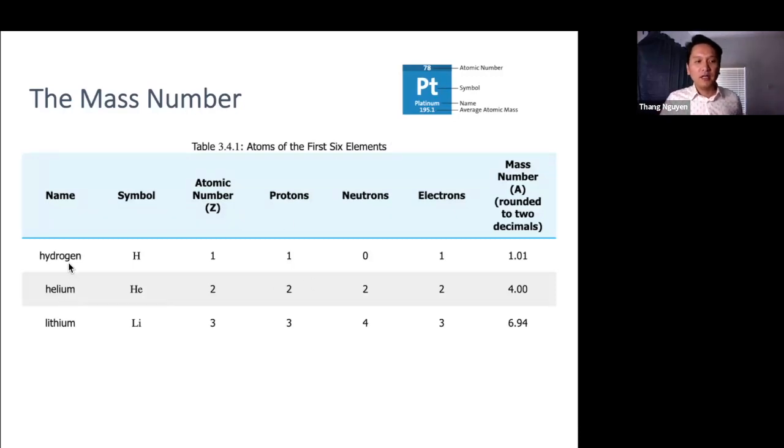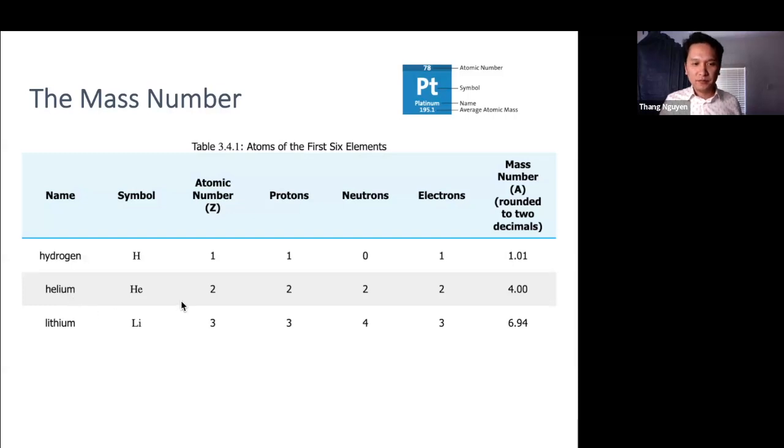So for example, the common hydrogen, okay, I'm saying common for a reason here because there are other types of hydrogen. The common hydrogen atom in this table, you see here, has 1 proton and 0 neutrons. So what is its mass number? 1 plus 0 is 1, right? So its mass number is 1.